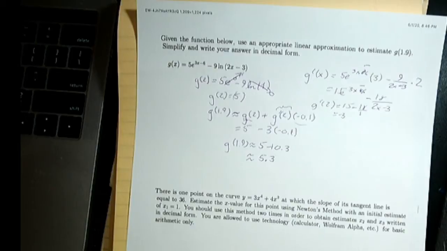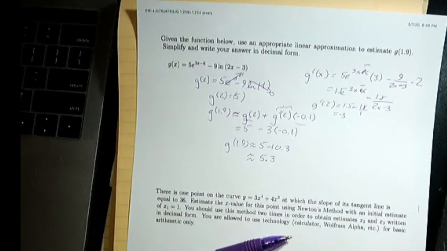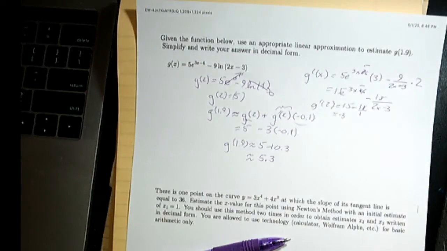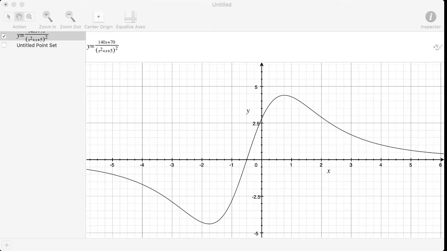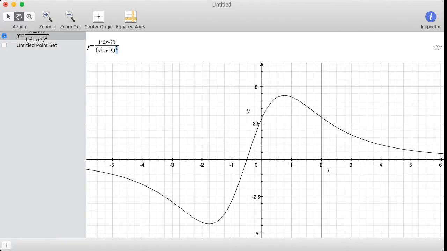And now you might wonder, well, how far off are we? How good is this? Well, I've got a calculator right here. Let's see how close this is. Actually, let's do something even cooler. Let's switch to the grapher real fast. Now first, we change this function so we're plotting the actual function that we're interested in here. Y is equal to 5e to the 3x minus 6 minus 9 times the natural log of 2x minus 3.